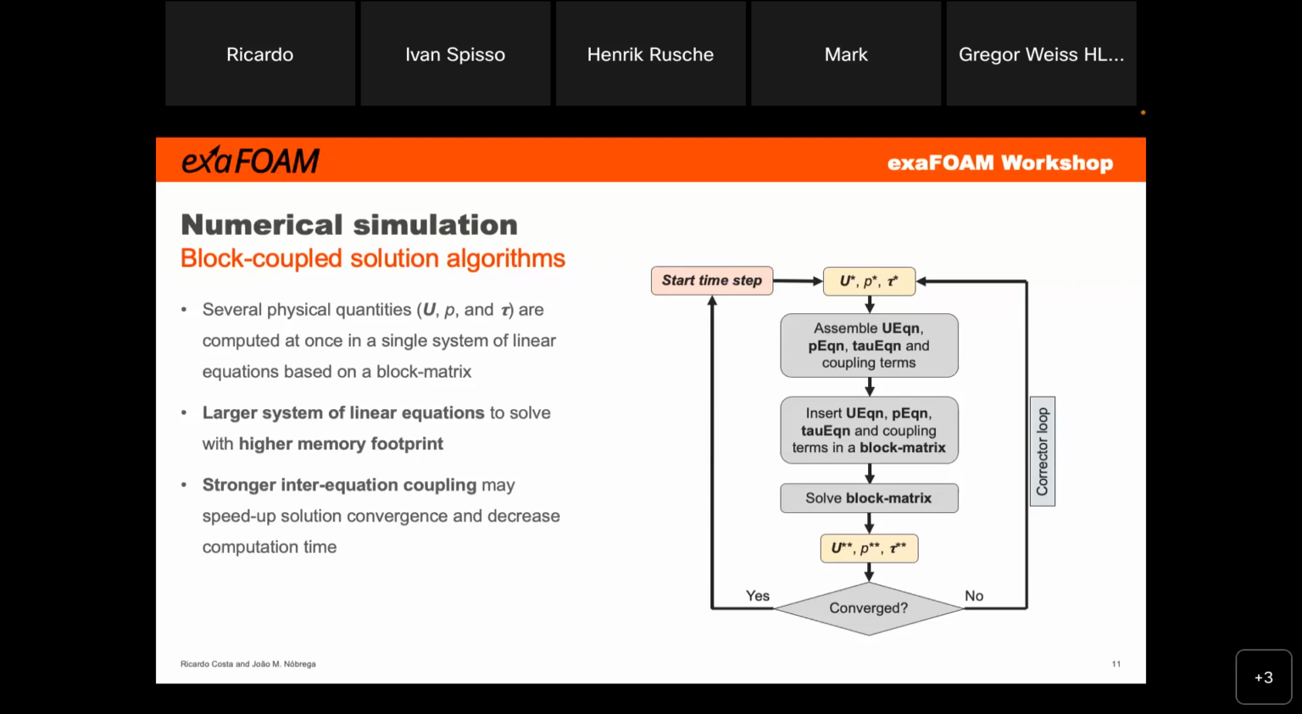So obviously the drawback here is that I need much more memory, which usually is not a limitation. And the benefit is that I get a stronger inter-equation coupling that we expect to speed up solution convergence and therefore decrease computation time. That's what we expect from these block-coupled solution algorithms.